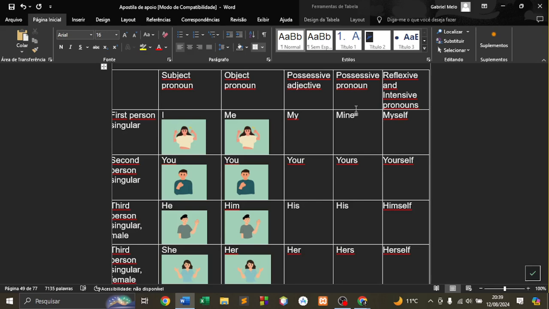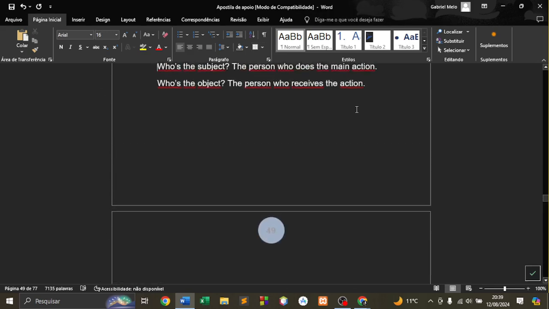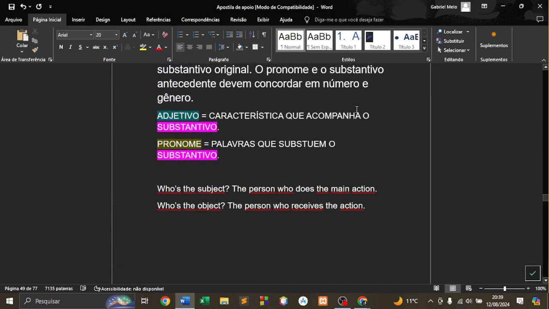But pronouns are words that replace a noun. So pay attention. An adjective follows a noun, is used together with a noun. A pronoun replaces the noun. That's the difference. Okay? So to understand it better, read the difference between an adjective and a pronoun. Adjetivo, característica que acompanha o substantivo e pronoun é a palavra que substitui o substantivo.